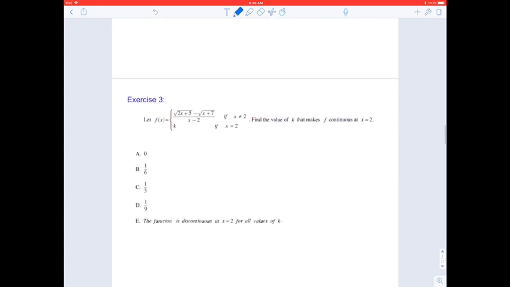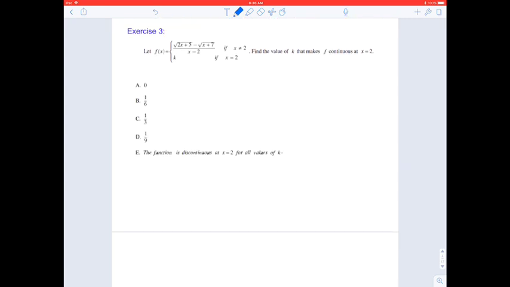Okay, exercise number 3. Let the function be defined for x greater than 2 as a ratio of the square root of the quantity 2x plus 5 minus the square root of the quantity x plus 7, all over the quantity x minus 2. And if x is 2, it's just the value k. Find the value k that makes function f continuous at 2. That means the same thing.